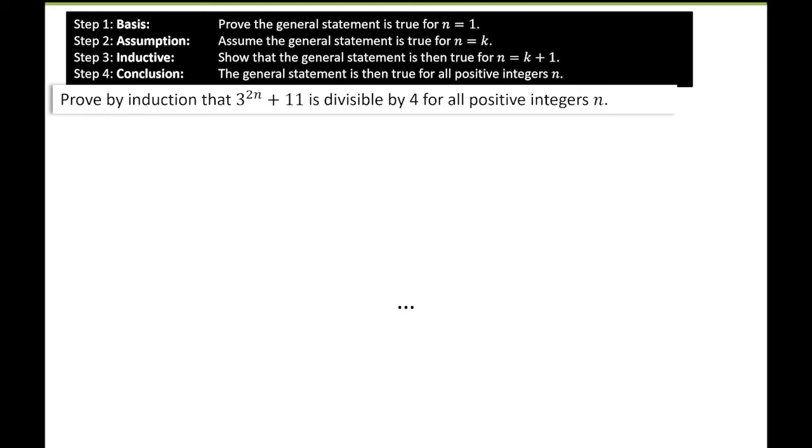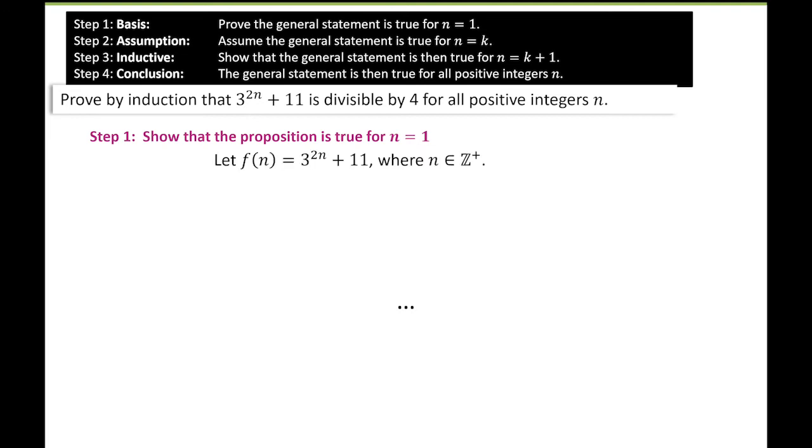Okay, this time our general statement will involve showing that our equation is divisible by a value given. Let's look at an example. Prove by induction that 3 to the power of 2n plus 11 is divisible by 4 for all positive integers of n. Okay, step 1, we need to show that the proposition is true when n is equal to 1.